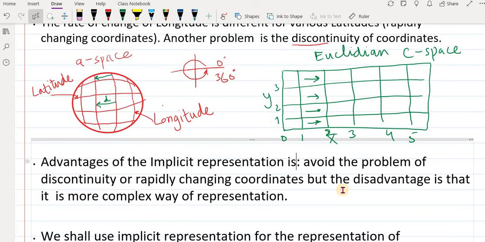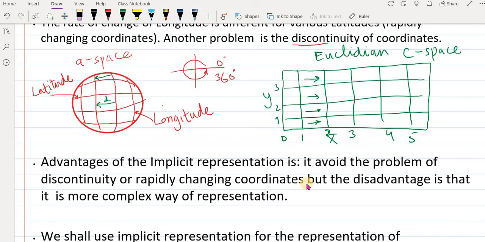The advantage of implicit representation is that it avoids the problem of discontinuity or rapidly changing coordinates. But the disadvantage is that it is more complex way of representation.